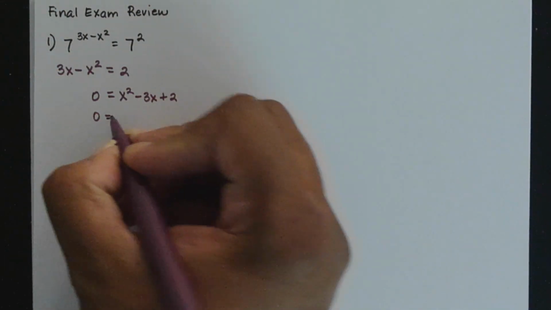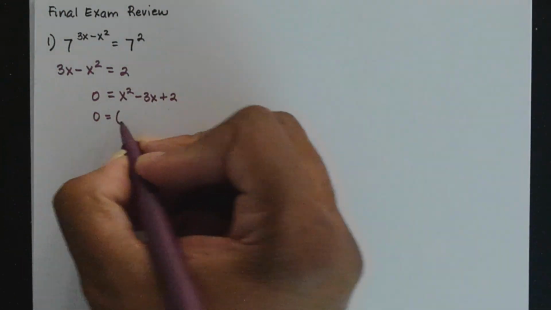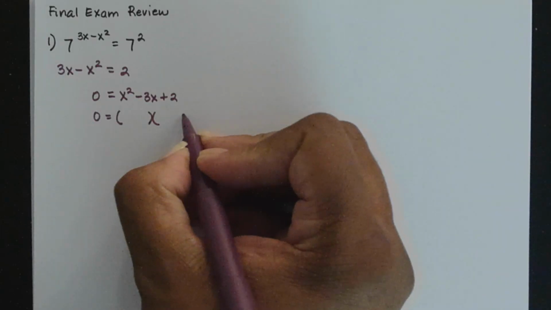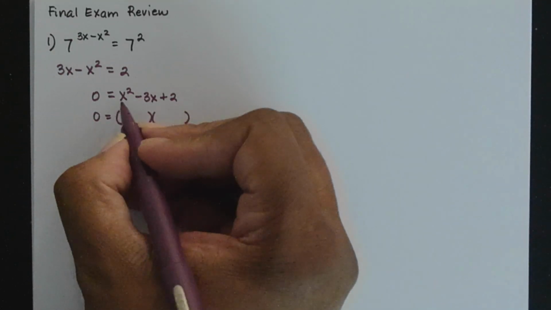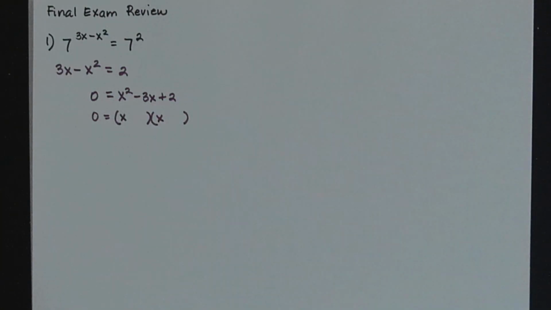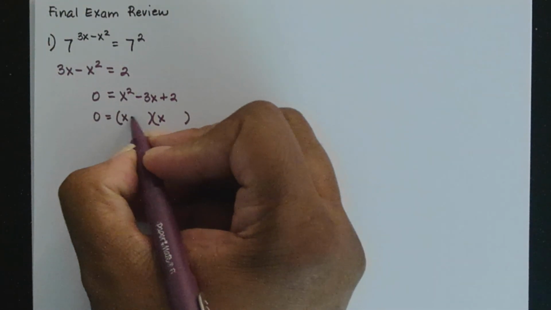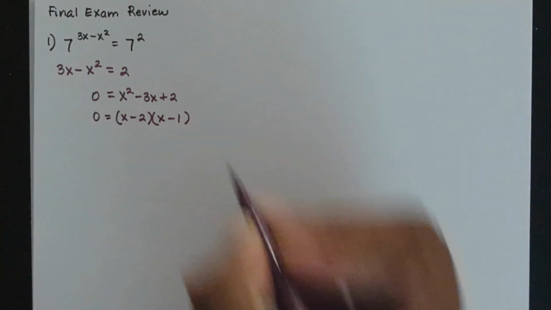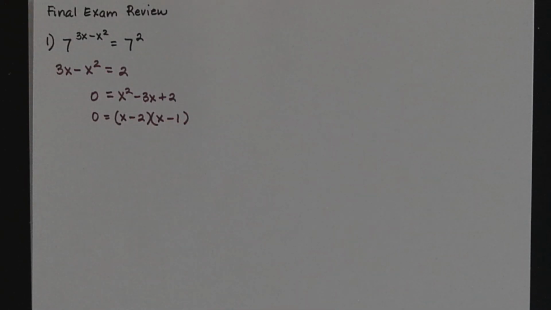So now, x squared minus 3x plus 2, I can factor that out into two binomials here. So that means the x squared would be x and x. Now I need factors of 2 that will give me negative 3x as a middle term. Negative 2 and a negative 1. So I get x minus 2 times x minus 1 equal to 0.